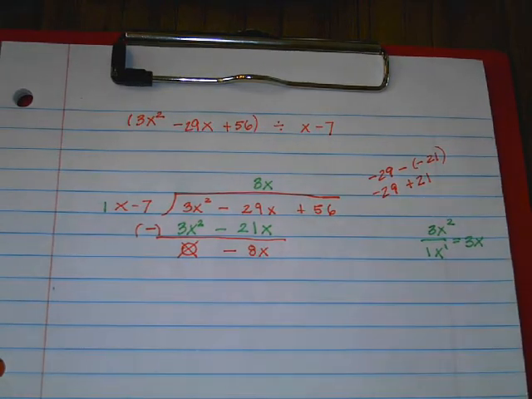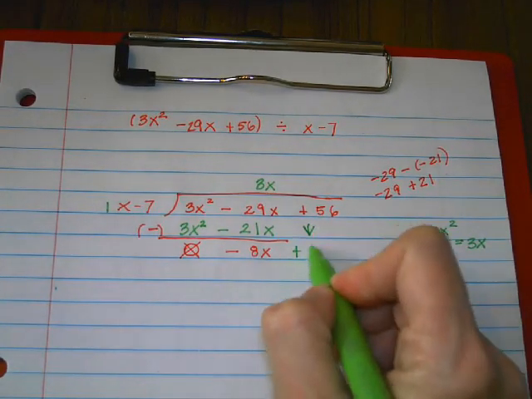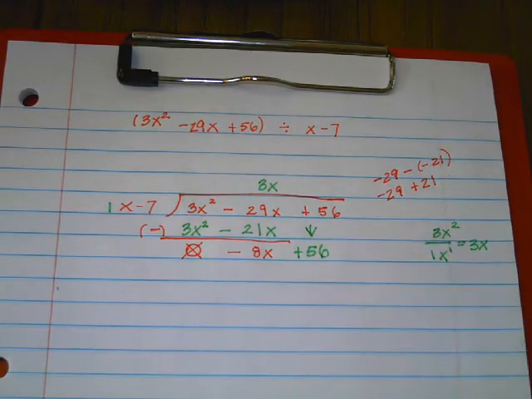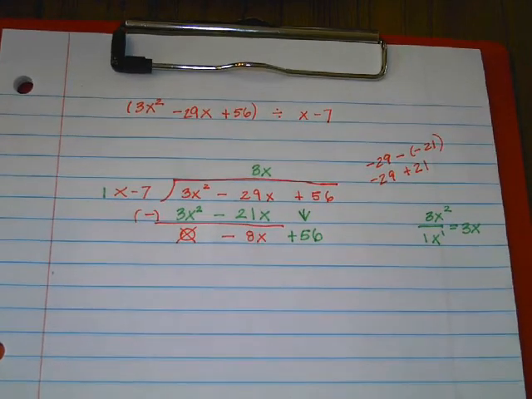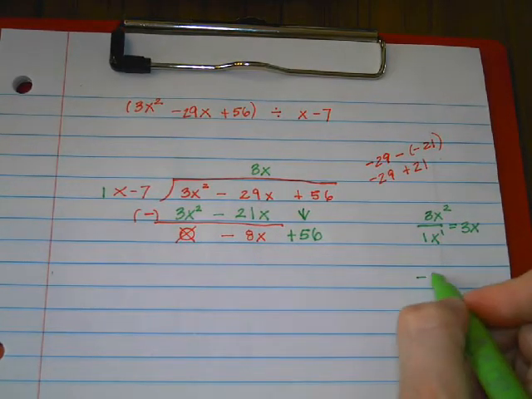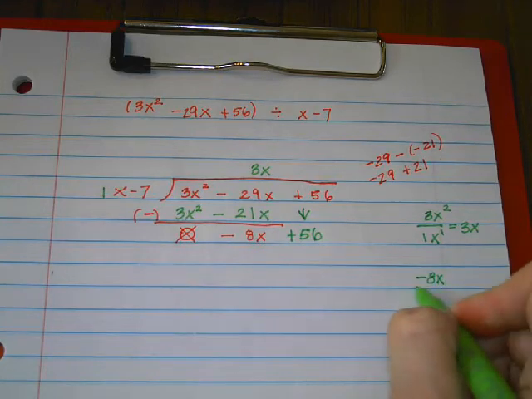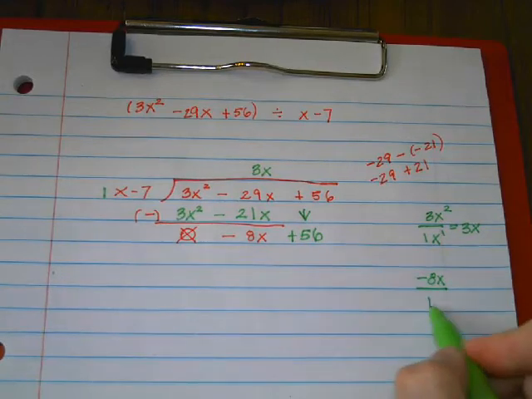All right, so now what do we do here? What's the next step that we do, Mackenzie? That's right, we bring down this plus 56. It's a positive 56, we bring down. So once we bring down that positive 56, what's the next thing that we do? That's right, we're going to take the first term of our dividend, which is a negative 8x, and we're going to divide it by the first term of our divisor, which is a positive 1x.